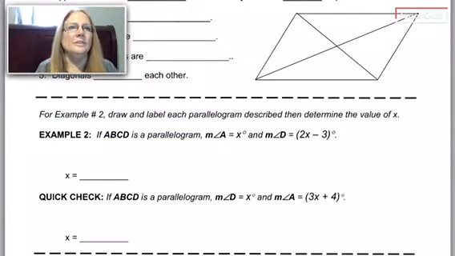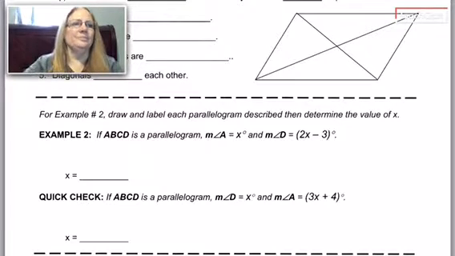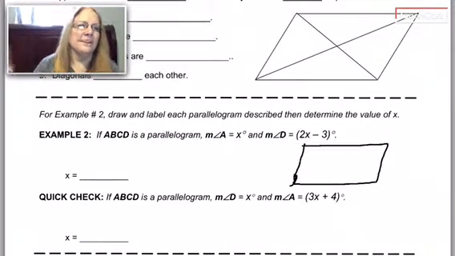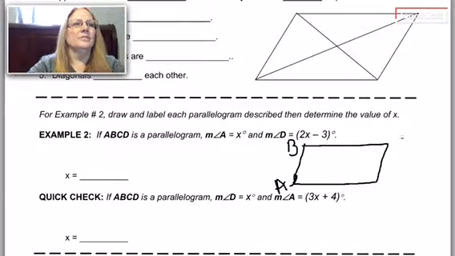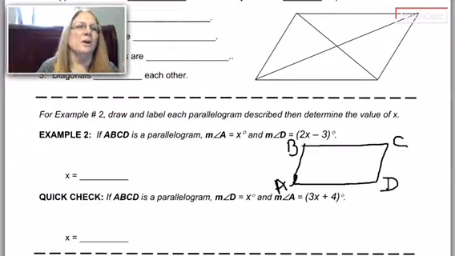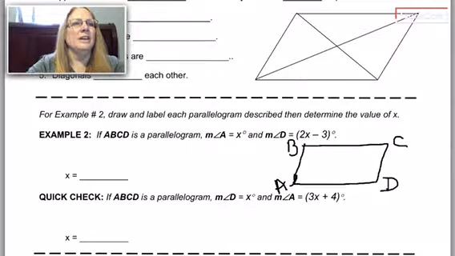All right. Draw and label each parallelogram described, and then determine the value of x. Okay, so you don't have to be anything fancy, but here's my parallelogram. Sometimes they look more like rectangles. That's fine. I just need the visual because I have A, B, C, D. So you need to label. Doesn't matter where you start, but go in order, because if you don't, you won't do the problem correctly. So there is A, B, C, D. So the measure of angle A is x, and the measure of angle D is 2x minus 3.